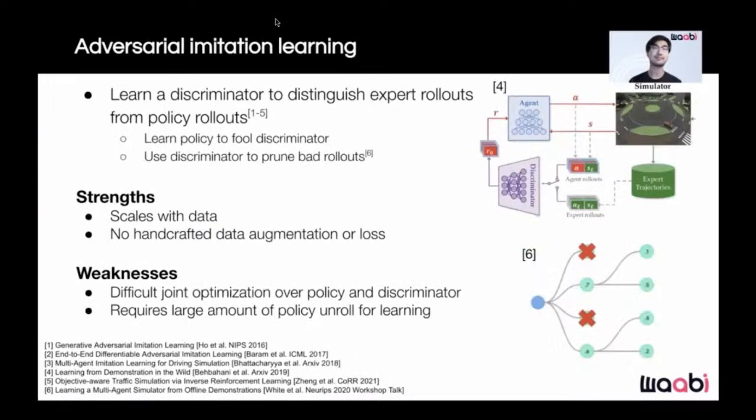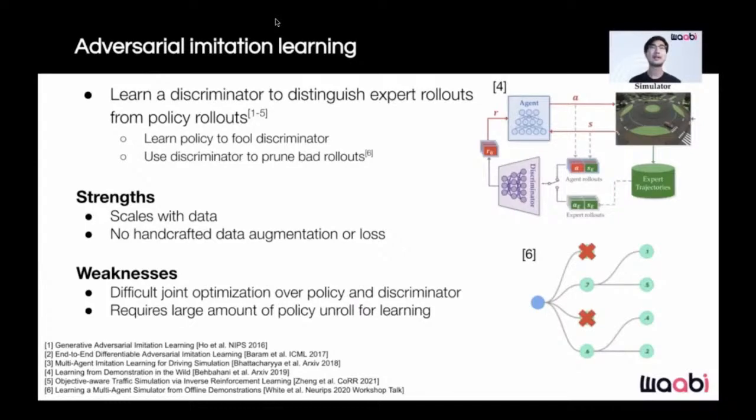A closely related approach that takes it one step further is adversarial imitation learning, which proposes to learn a discriminator to distinguish expert rollouts from policy rollouts. And then the policy is learned jointly to fool the discriminator in a GAN-style alternating optimization. Furthermore, the discriminator can also be leveraged at simulation time to prune out bad rollouts in a post-processing step. While this approach cleanly avoids the behavior cloning issues without manual data augmentation or auxiliary losses, it could empirically be very difficult to train due to the joint optimization over policy and discriminator. Furthermore, it requires a large amount of on-policy rollouts for learning.